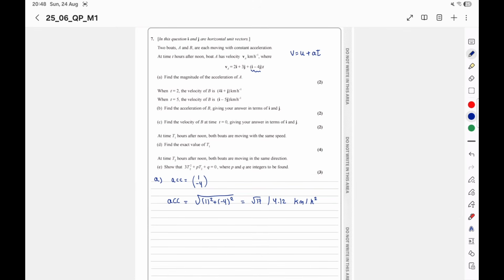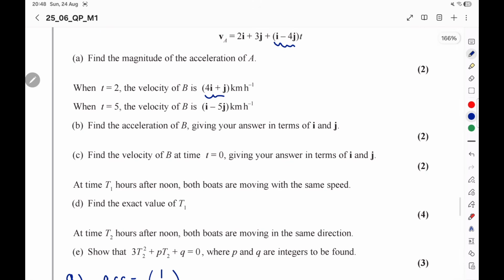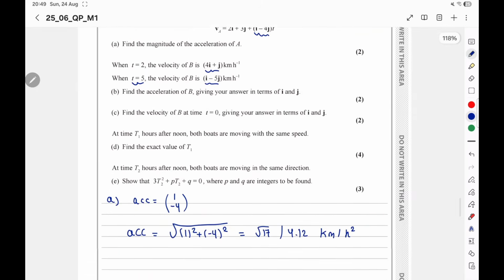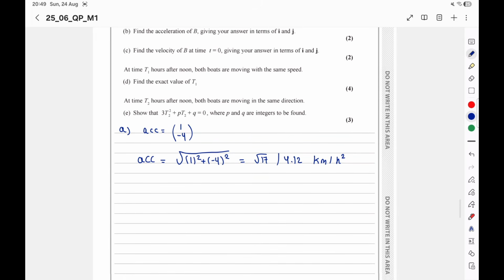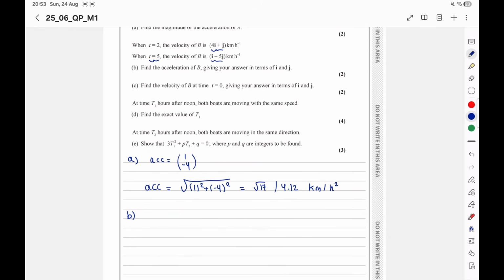When t equals 2, the velocity of B is 4i plus j. And when t equals 5, the velocity of B is i minus 5j. Find the acceleration of B, giving your answer in terms of i and j. Part B, V is equal to U plus AT as well. I will consider the velocity at time t equals 2 to be the initial velocity.